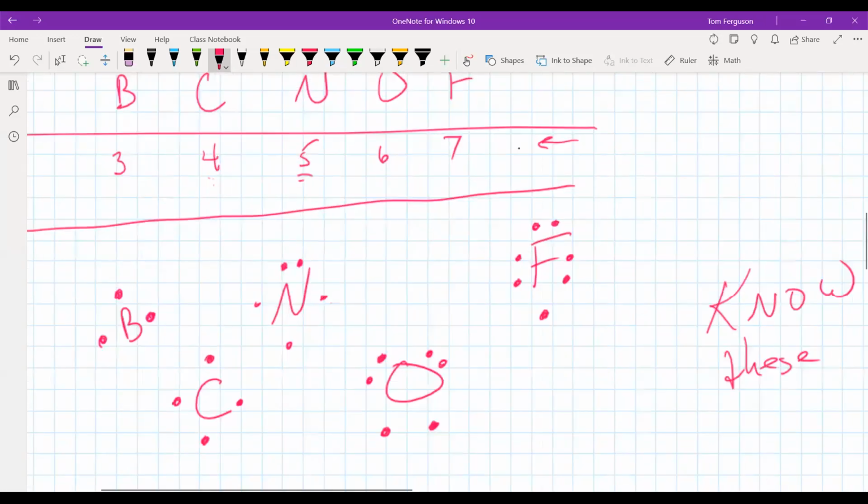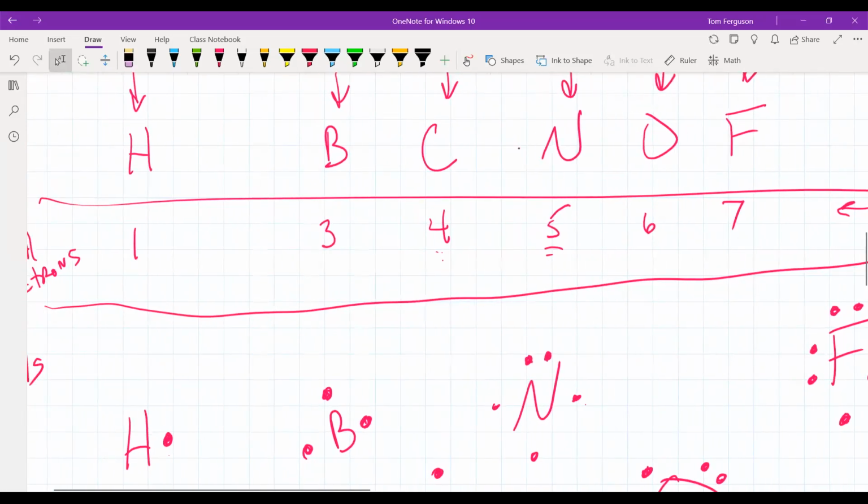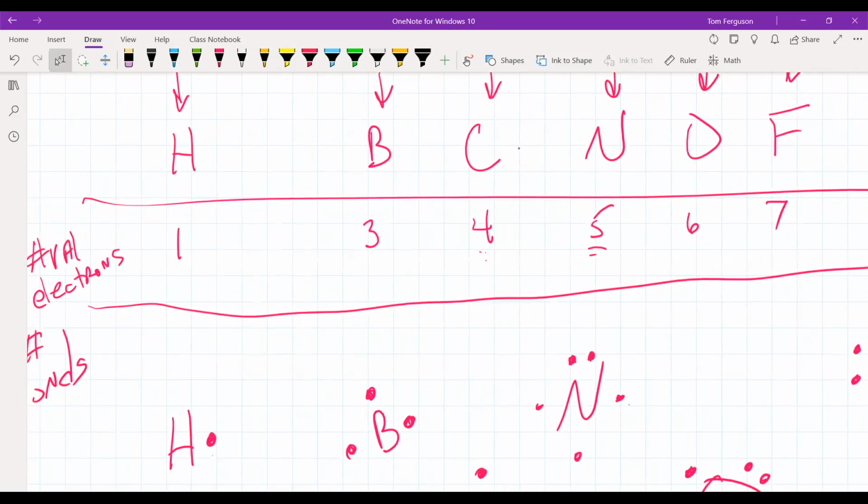Let's put in the number of bonds. Hydrogen needs 1 bond. Boron needs 3. Carbon needs 4. Nitrogen needs 3. Oxygen needs 2. Fluorine needs 1. That corresponds to the number of singletons.